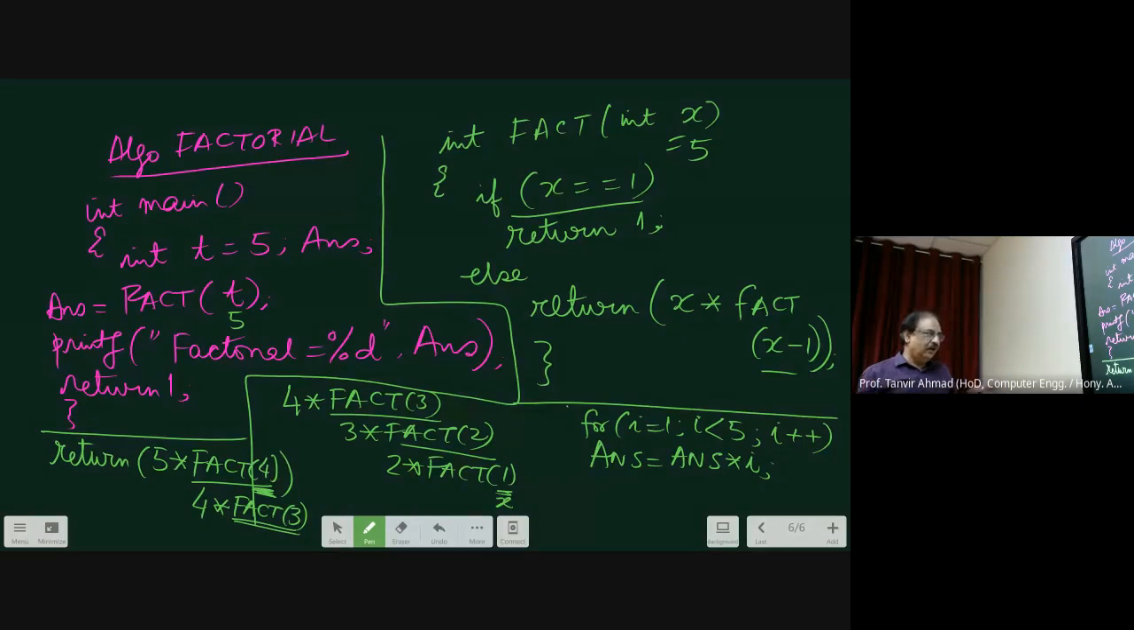Now one thing I am not writing is that when I am writing this, there is also a return, like this: 5 into return. Because fact 4 says return x into fact of x minus 1. Therefore, fact 4 will say return 4 into fact of 3. Similarly, over here there is also a return, and there will be a return here also.